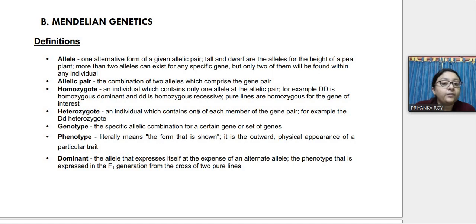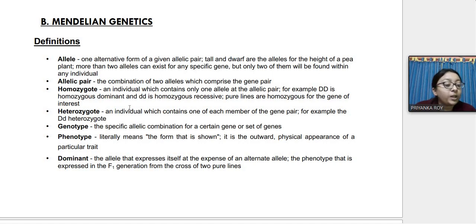And heterozygote is when each individual contains one member of each gene pair, that is capital D, small d, so one allele of each type is there in that combination. This is called a heterozygote. Now what is genotype? Genotype is a specific allelic combination for a set of genes. That means DD, or capital D small d, or small d small d, is known as the genotype, the allelic combination of a particular gene.